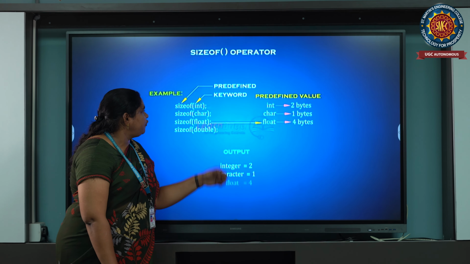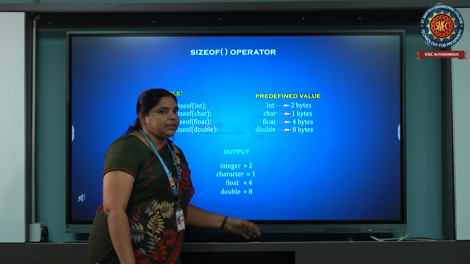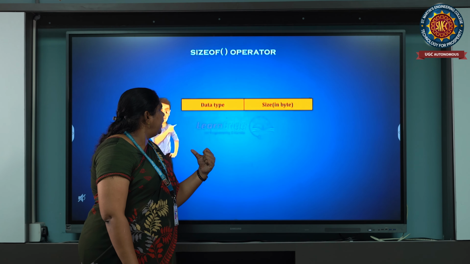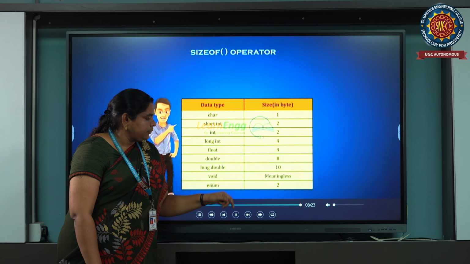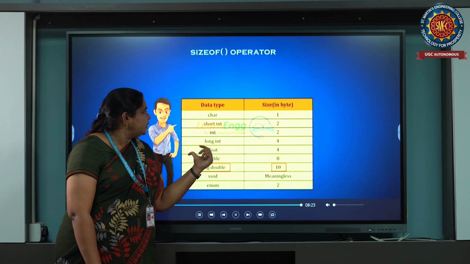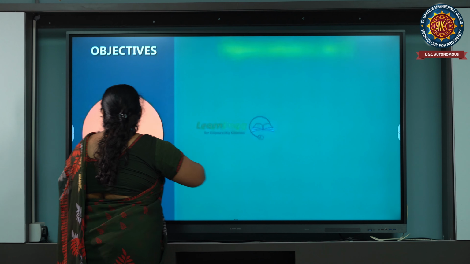And what about the sizeof float? It is nothing but float, 4 bytes. And double is nothing but 8 bytes. So here, data type and size in data type. Okay. So char, and this is a small example for this one.